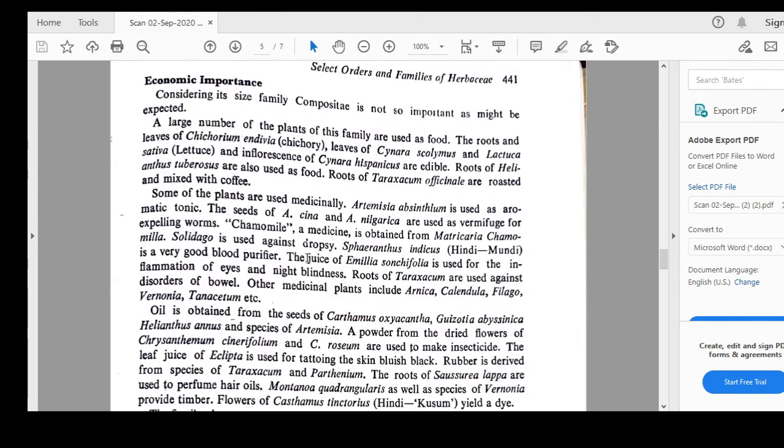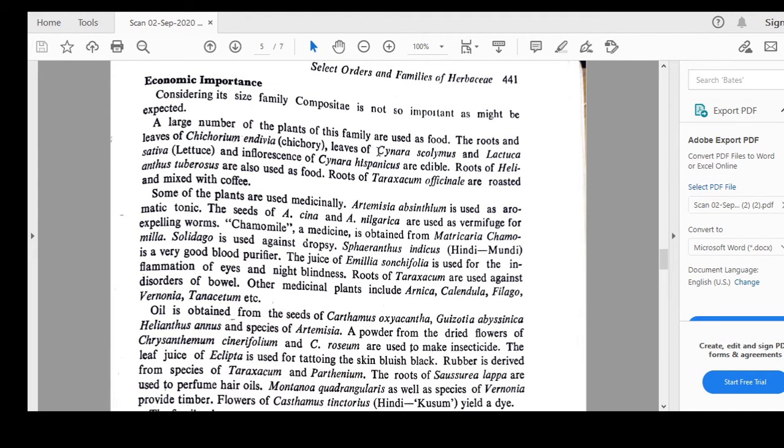Now, economic importance of the family. Most of the flowers are of ornamental use. Some of the plants are used medicinally. Artemisia, we stated earlier. This is Sphaeranthus indicus. This is Mundi, also a good blood purifier. Roots of Taraxacum are used against disorders of the bowel and many other medicinal purposes.